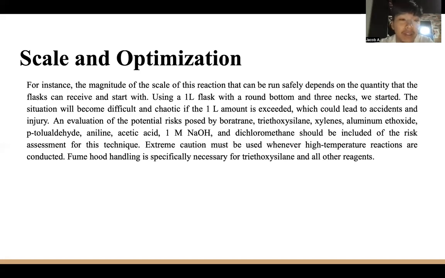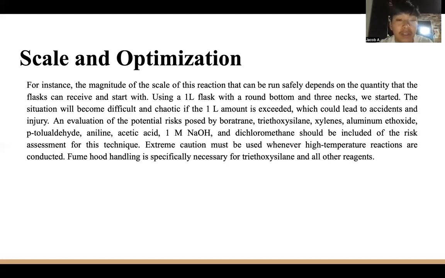Scale and optimization. The scale of the reaction can be run safely depending on the quantity that the flask can receive and start with. Using a 1-liter flask with a round bottom and 3 necks, we started. The situation will become difficult and chaotic if the 1-liter amount is exceeded, which could lead to accidents and injury.